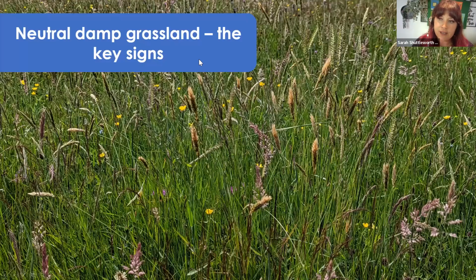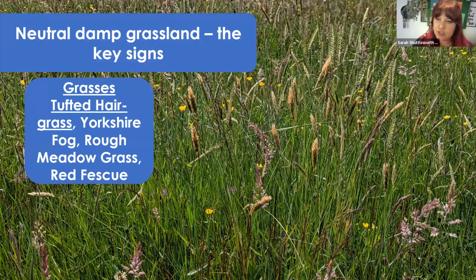So what are the key signs to whether you've got neutral damp grassland? We just covered some of the grasses, but as I said, tufted hairgrass is one of those real key ones that you're likely to find if it is neutral damp. Now, it doesn't mean that if you haven't got it, you haven't, but it is quite likely to be there. Interestingly, tufted hairgrass is quite a coarse, hard grass. If you've ever felt it, it feels almost sedgy, which means that animals tend to graze around it.